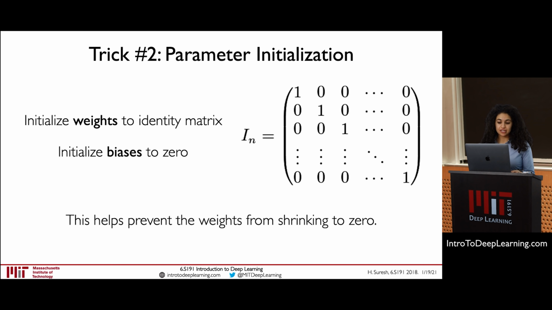Another thing we can do is to be smart in how we actually initialize the parameters in our network. And we can specifically initialize the weights to the identity matrix to be able to try to prevent them from shrinking to 0 completely and very rapidly during backpropagation.